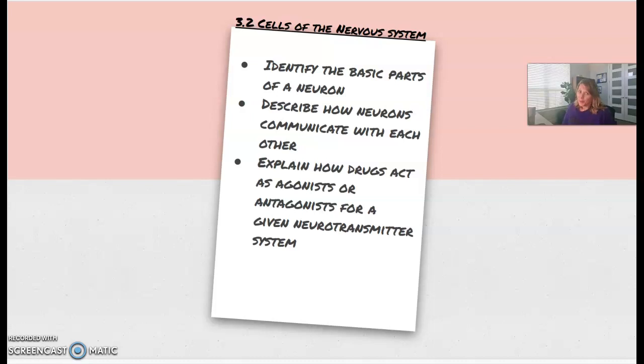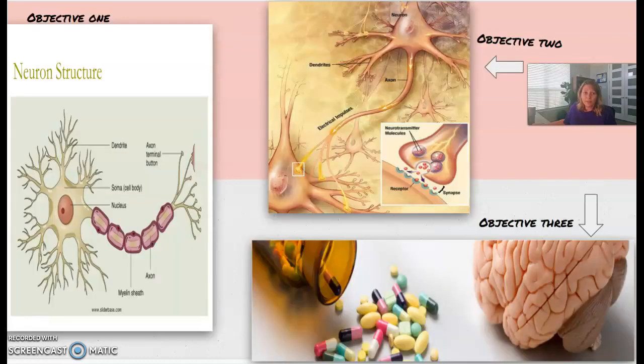Hi, welcome to 3.2. We are going to talk about cells of the nervous system, and our three learning objectives are: 1, identify the basic parts of a neuron, 2, describe how neurons communicate with each other, and 3, explain how drugs act as antagonists or agonists for a given neurotransmitter system. So let's start with objective 1, identifying the basic parts of a neuron.